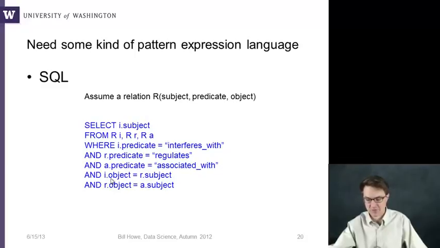And then you have to add a couple of conditions for the join. Make sure that the object of the I relation is equal to the subject of the regulates relation, and make sure the object of the regulates relation is equal to the subject of the associated with relation. And then finally just return the subject of the interferes relation. So all these things are equivalent, and that's one of the points I want to make, but I'll come back to that in a minute.